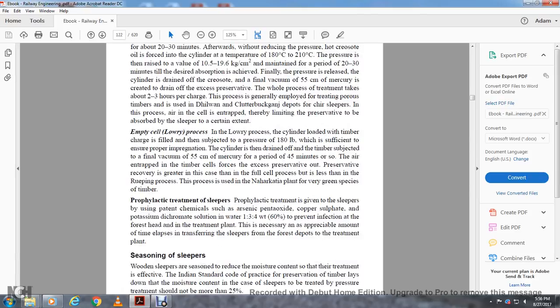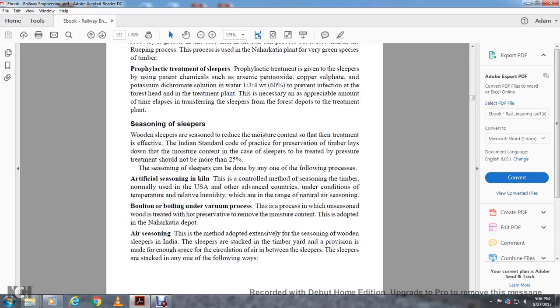Prophylactic treatment of sleepers. Prophylactic treatment is given to the sleepers using patent chemicals such as arsenic pentoxide, copper sulfate, and magnesium dichromate solution in water, in the ratio 1 to 3 to 4, at a weight of 60%, for preventing infection of the forest. Treatment at the plant is necessary as an appreciable amount of time elapses in transferring the sleepers from the forest department depots to the treatment plant.